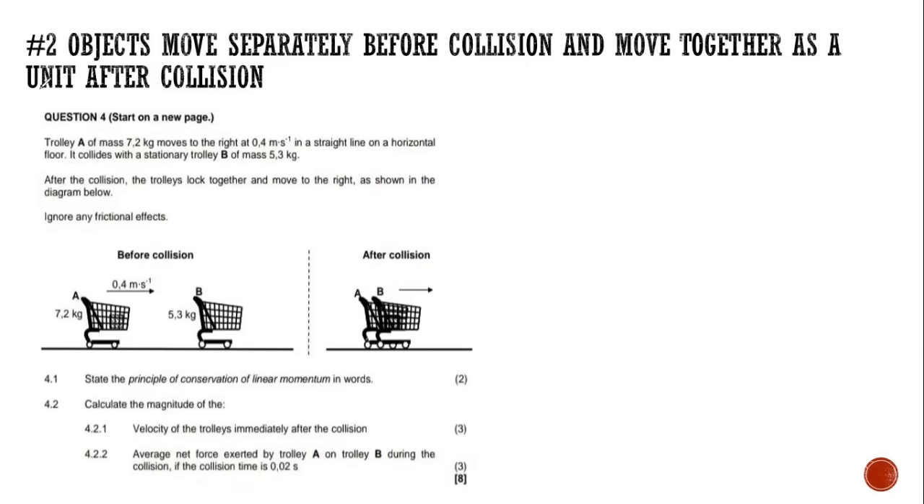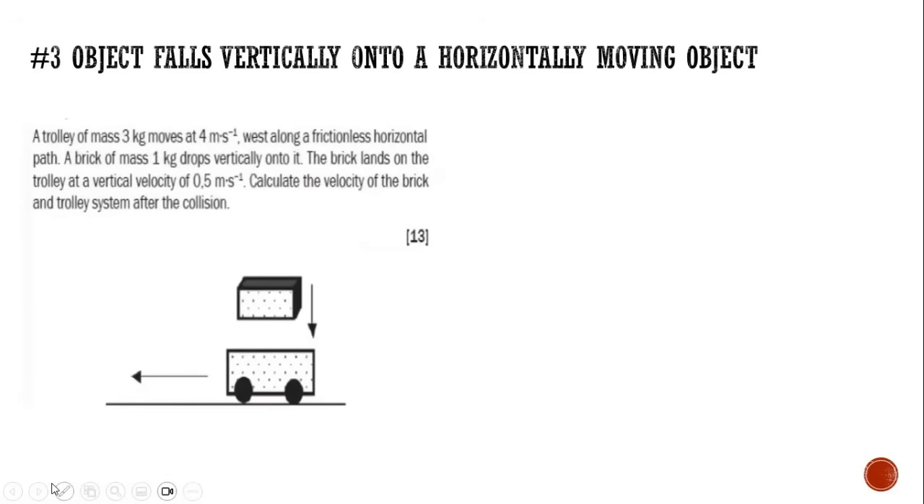Okay, so that's another case. Let's have a look at yet another one. Case number 3 says we have an object falling vertically onto a horizontally moving object, right? This is also another case that you can encounter in an exam. The example is a trolley of mass 3 kg that moves at 4 meters per second west along a frictionless horizontal path.